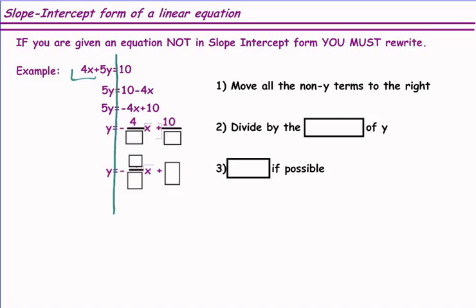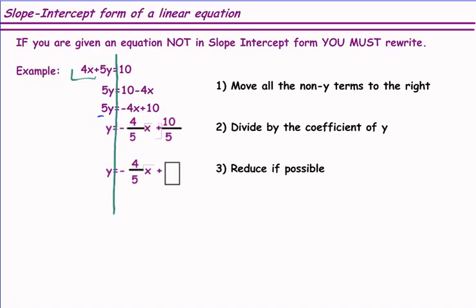Okay, now I divide by the coefficient of y. That is the number in front of the y. In this case, it's 5. So I'm going to divide both pieces by 5, and I'm going to simplify or reduce if possible. Does 4/5 reduce? No, but 10 over 5 does reduce to 2.